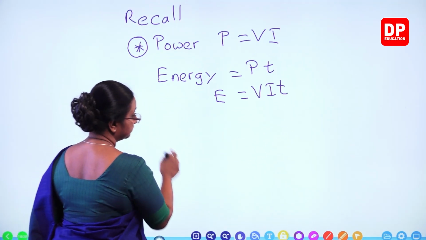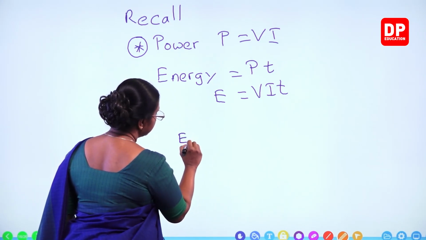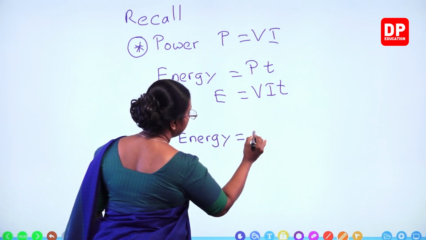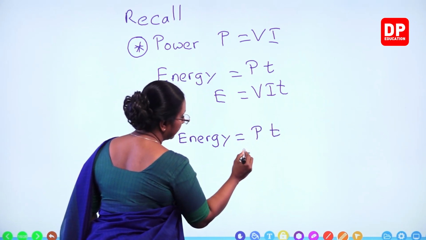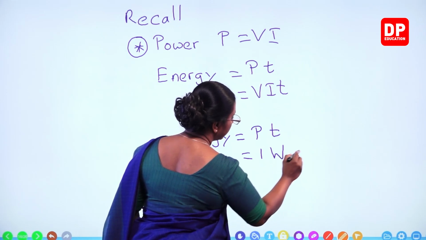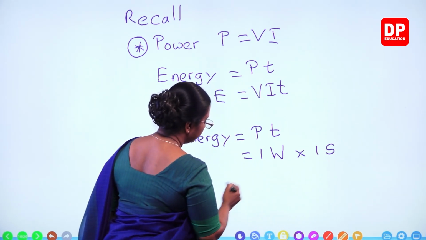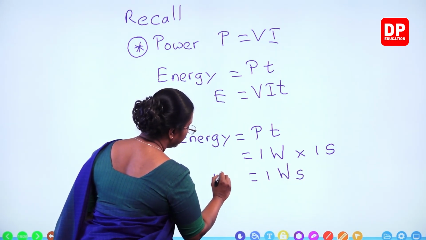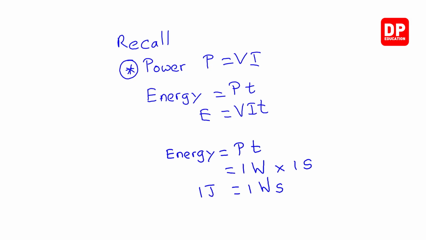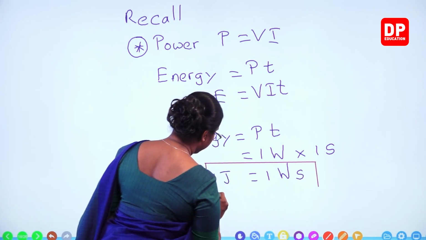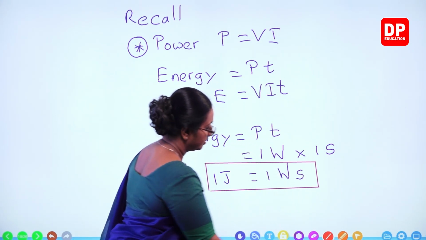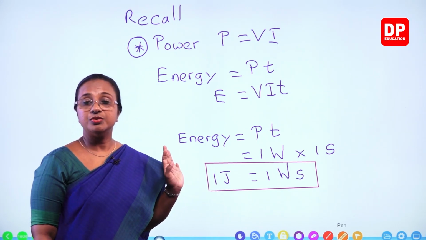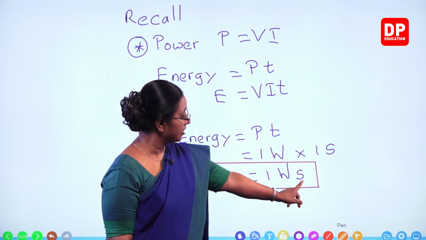So here, energy equals power into time. If there is an electric appliance with the power of 1 watt, and you use it only for 1 second, you get the value as 1 watt second, and that is equal to 1 joule of energy. Is that clear? So this is the last statement that we saw there. So here, 1 joule is going to be equal to 1 watt second. Those are the things you need to remember, students.